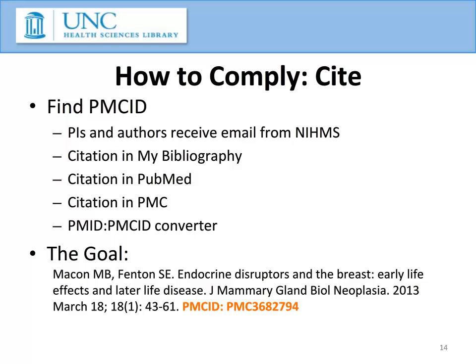There are several ways to find the PMC ID. If the article was submitted through NIMS, it will be emailed to the PI and all authors once it has been assigned. It is also available in the My Bibliography section of MyNCBI, which we will talk about in the next section. Those are probably the easiest ways to find the PMC ID. You can also look it up in PubMed or in PubMed Central.